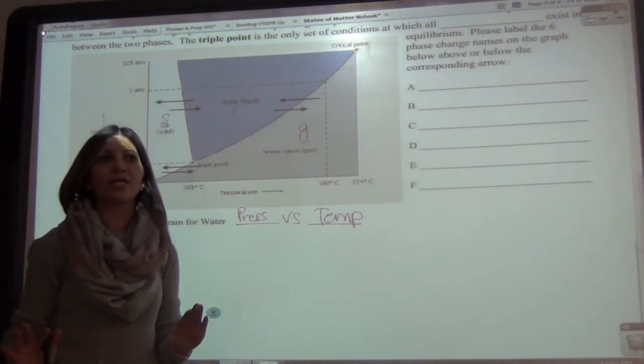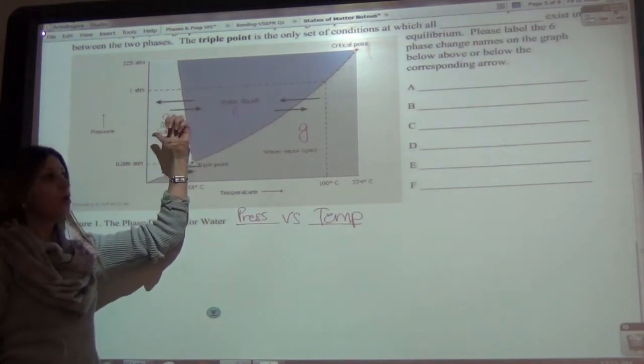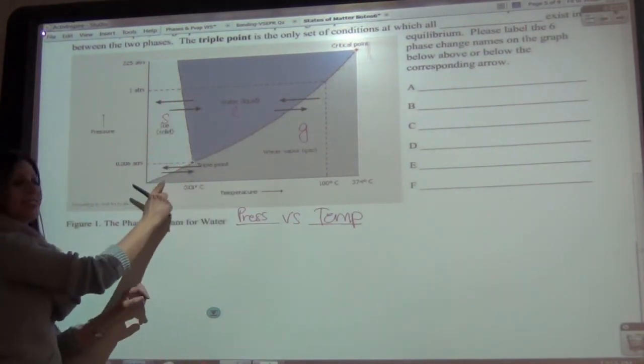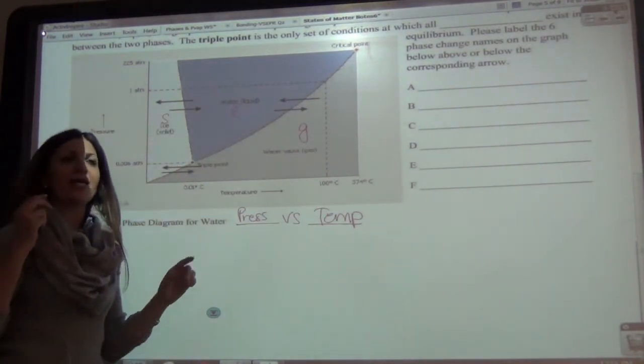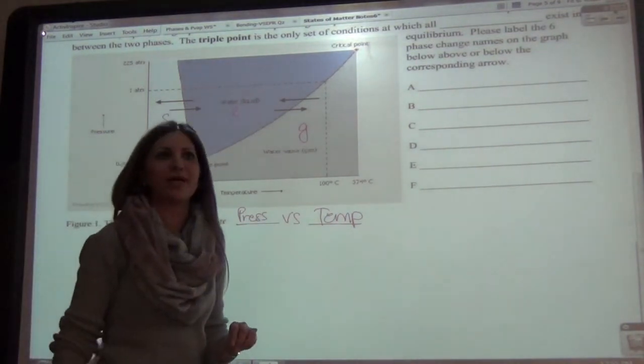No, not by increasing pressure. How could I get my liquid to turn into a solid? Decreasing my temperature. The only way for water to change from a liquid into a solid is by changing my temperature, okay?